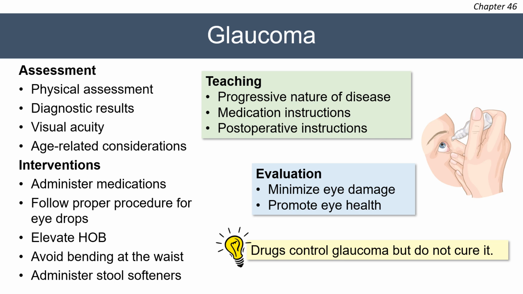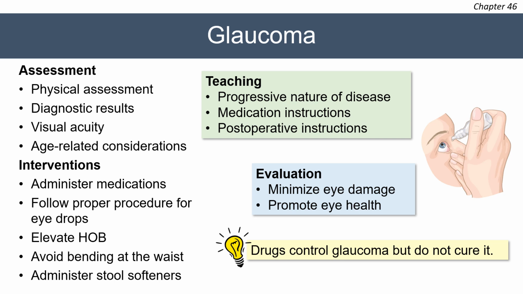Okay, for glaucoma, our assessment is going to include a physical assessment using that ophthalmoscope and a tonometer so we can check the intraocular pressure of the eye. Remember that normal intraocular pressure is 10 to 21. Diagnostic results are going to include that IOP measurement and also a visual acuity test. So we're going to use that Snellen chart to assess how the visual acuity has decreased.